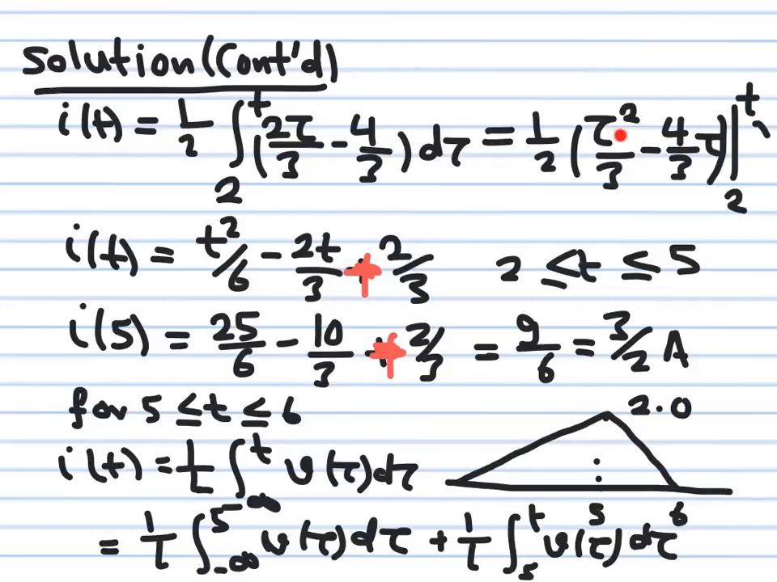8 over 3 minus 4 over 3 will give us 4 over 3 multiplied by 1/2, you get plus 2 over 3. So this is fine now actually. This is 2 over 3 and this is 2 over 3. Okay, so we found I of t. I of t is the current flowing between 2 and 5. Okay, this is good.